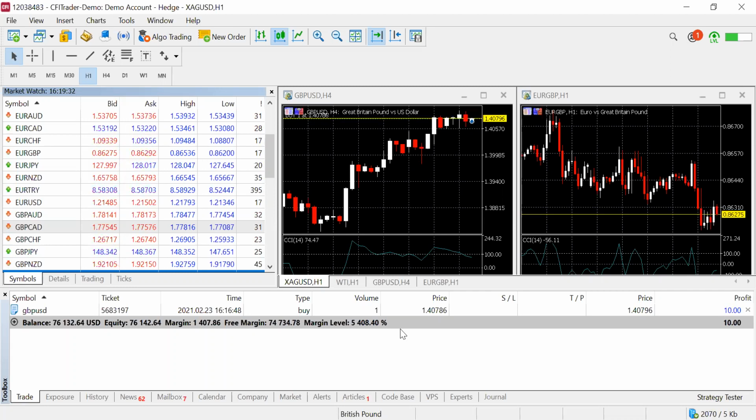Also, if that margin level reaches 50%, the platform will automatically close out your biggest position, because basically that means that you're losing money in your overall account. So at 50%, your positions will close automatically, starting from the biggest position to the smallest one.